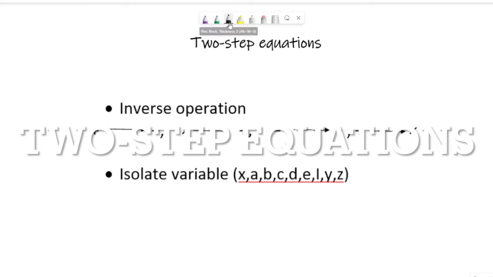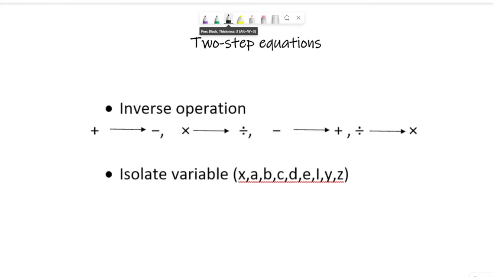So today's video is about two-step equations. Before we continue doing equations, I would like to remind you of these two terms. First one is inverse operation, because in these equations we always do the inverse to isolate our variable. We always do the inverse.